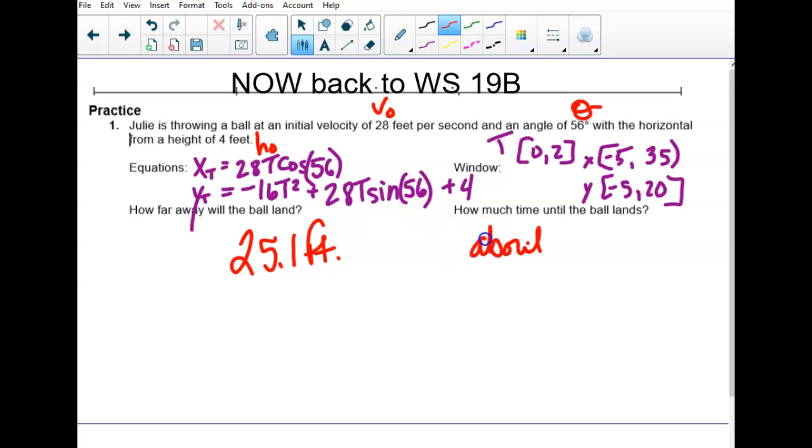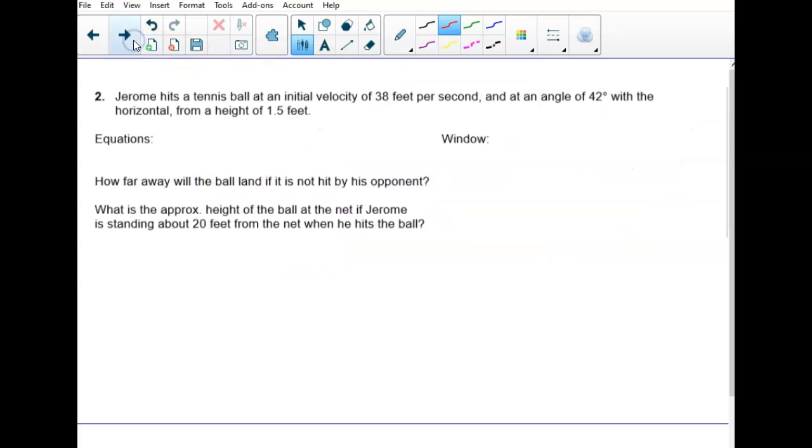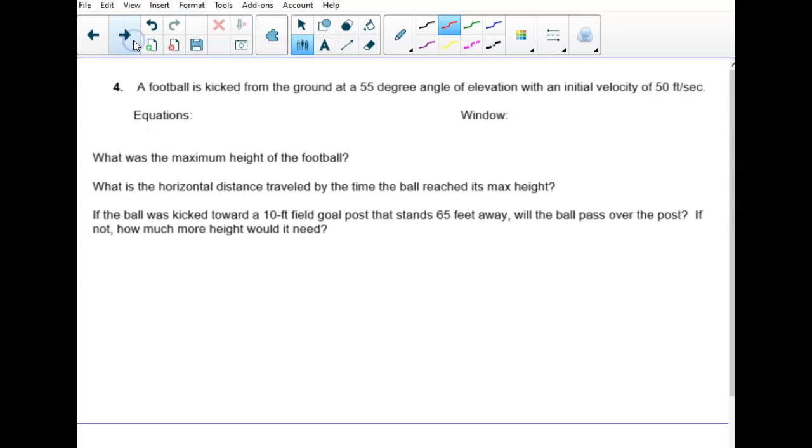Is there one that has a lot more questions? Number 4 has quite a few questions. Is that what you're telling me? All right, so let's try 4. A football is kicked from the ground. So what is our initial height? Our initial height is just 0. 55-degree angle, that's our theta. Initial velocity of 50.